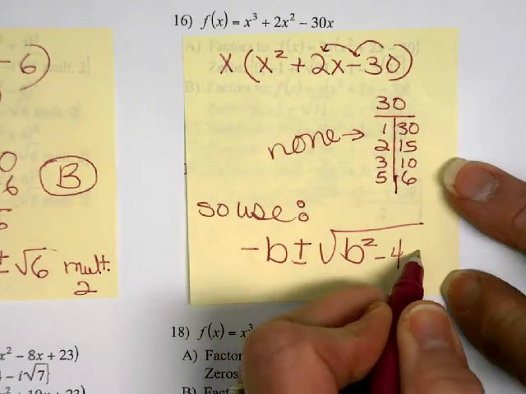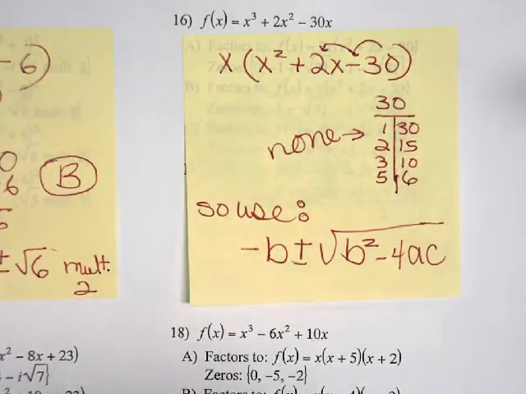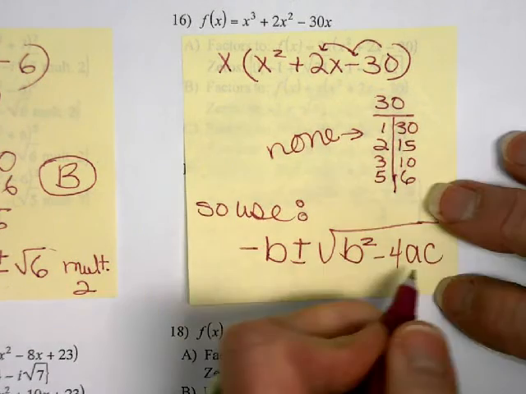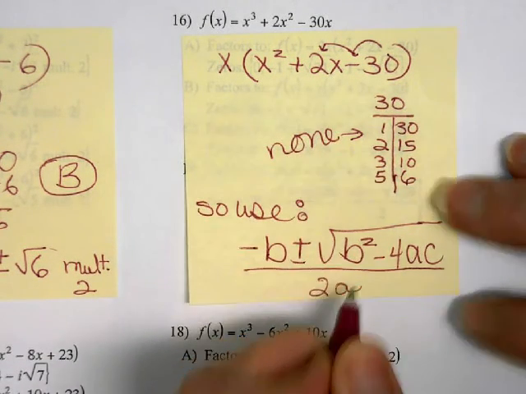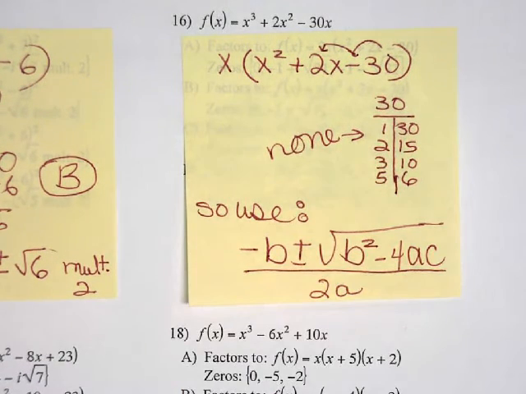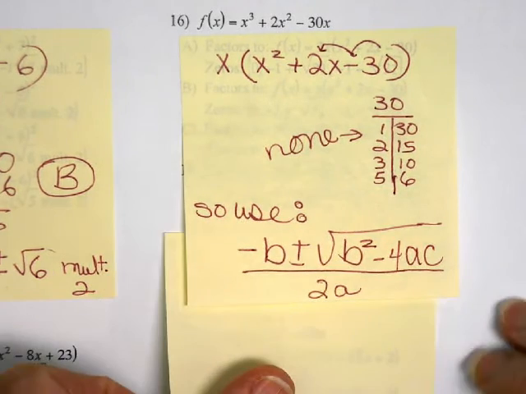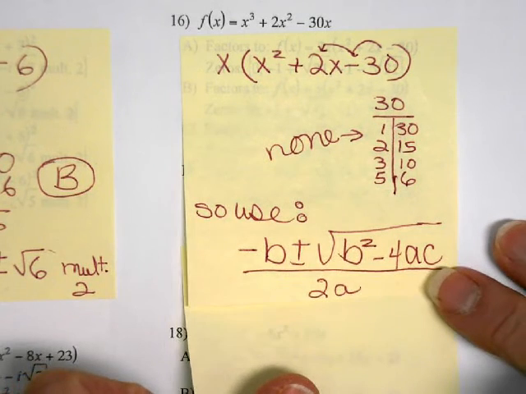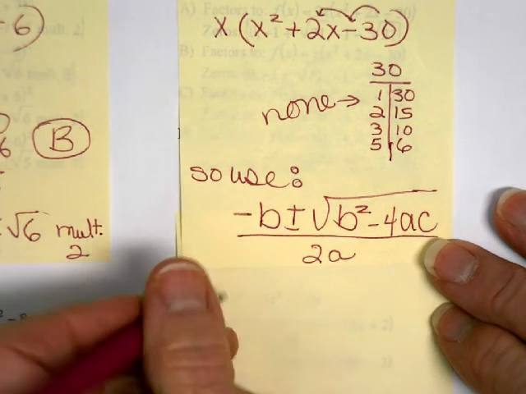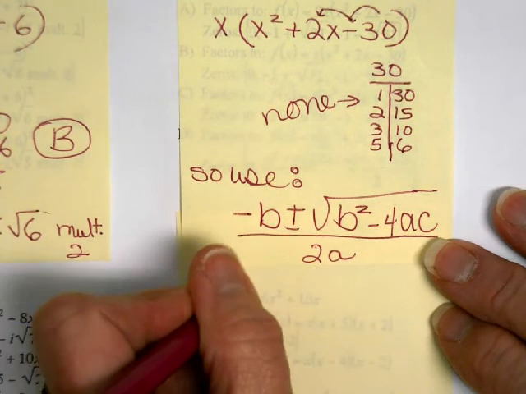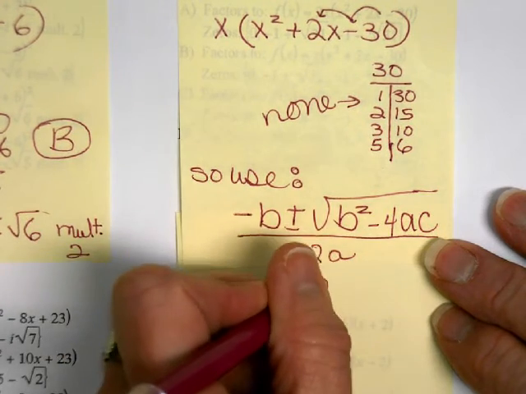You can write them in your notes for your review or use your notebook. The opposite of b plus or minus the square root of b squared minus 4ac, all over 2a. So the last 5 are going to be the mountaintop for this assessment.